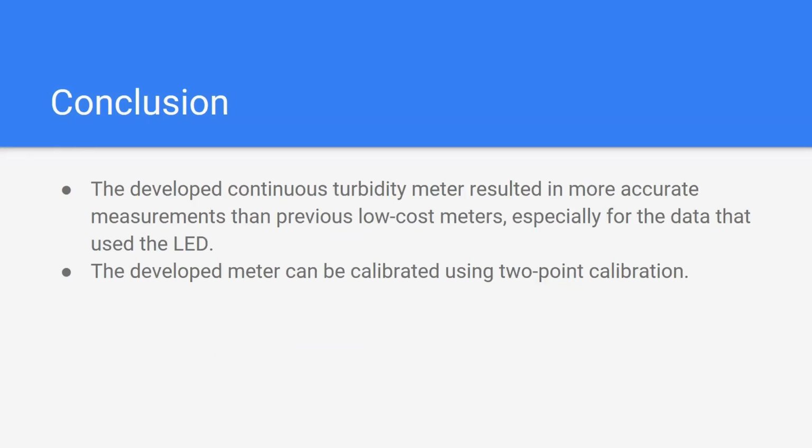So the conclusion is that the developed continuous turbidity meter resulted in more accurate measurement than previous low-cost meters, especially for the data that use the LED. And the developed meter can be calibrated using 2 point calibrations.